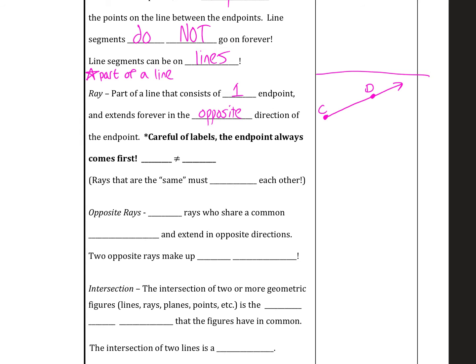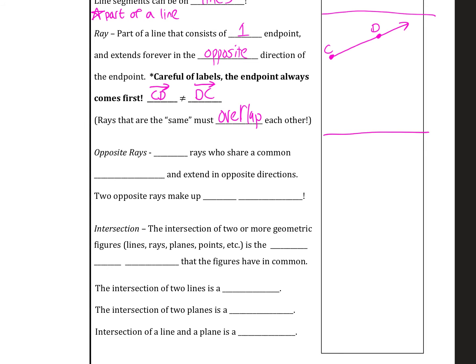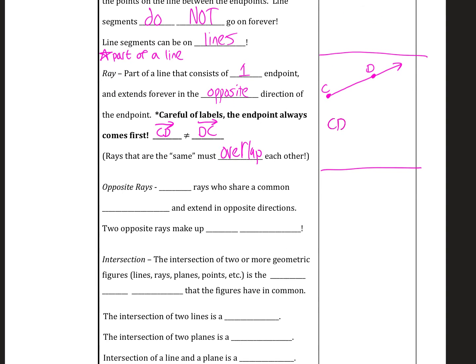So what we can say here is that CD, this is how you would write it. You always want to draw the arrow going to the right with the endpoint first. CD is not the same thing as DC. That's not drawn well. The endpoint always comes first. And rays that are the same must overlap each other. So CD, not DC. All right, sounds good.